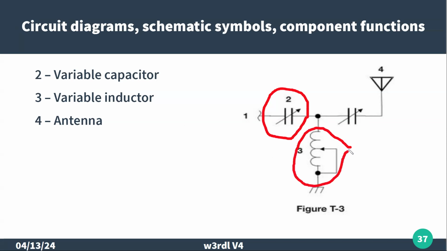3 is shown as a variable inductor, kind of like our variable resistor. It's an inductor with a slider or wiper that will make contact at positions along the coil. And number 4 is a representation of an antenna.